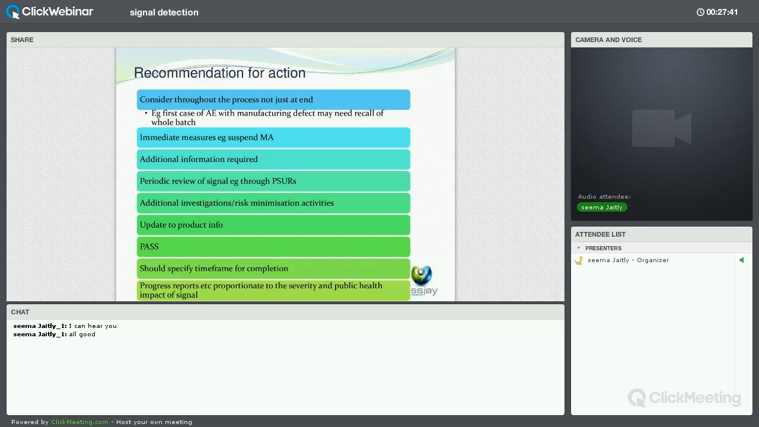It could be that you need to do a post-authorization safety study to exactly work out what's going on. You've got a potential risk and you need further information. But in each of these situations, you need to specify the reason why the action is appropriate and the time frame for completion. You need to ensure that appropriate progress reports are produced and that they are sent to the relevant place and reviewed appropriately as well, depending on the severity and impact on public health of that particular issue.